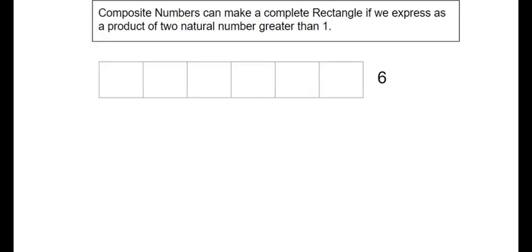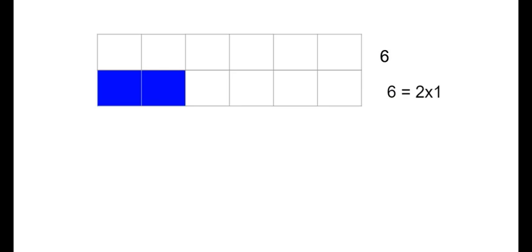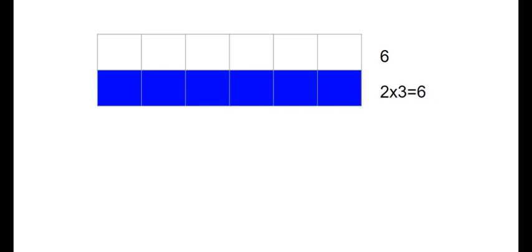Let's see with a whole number. Look at this one. We have 6 here. Let's see. So we have 2, 4, 6. It's totally completed. We have 2 groups of 6. So we can express a whole number as exactly a product of two numbers.